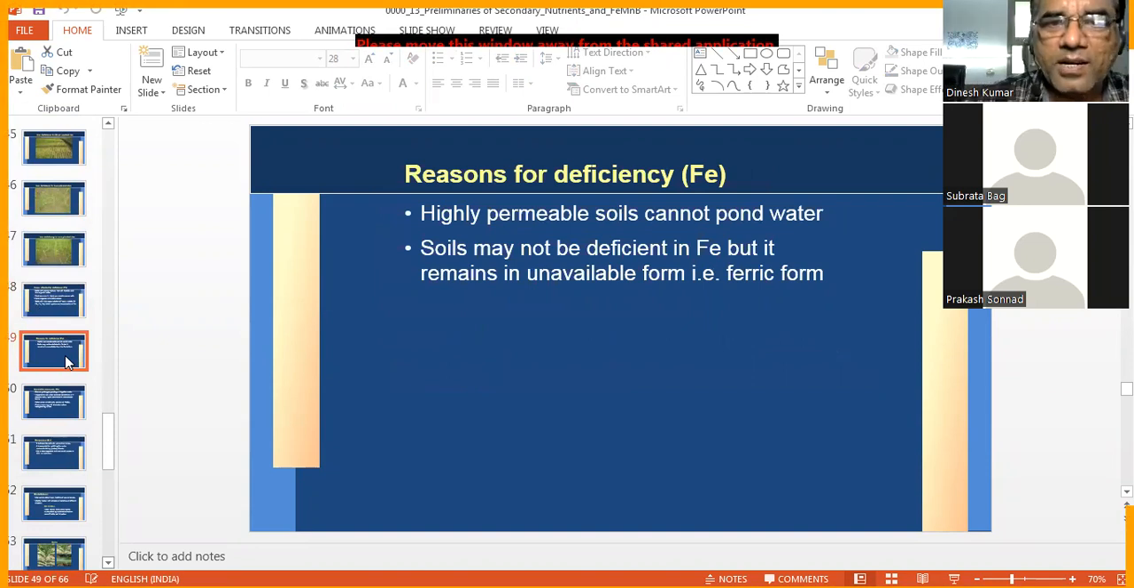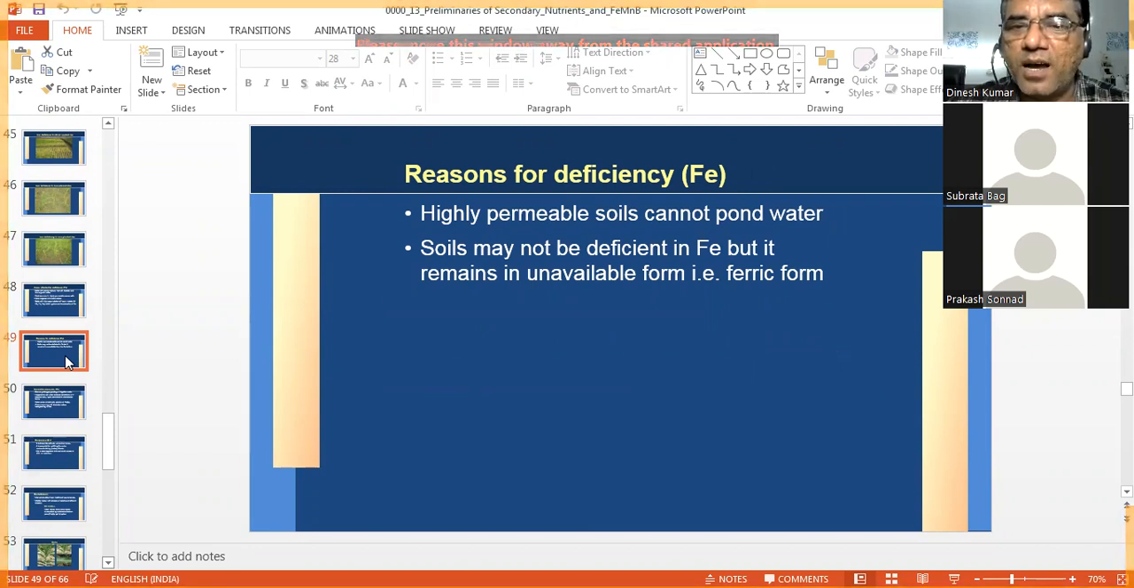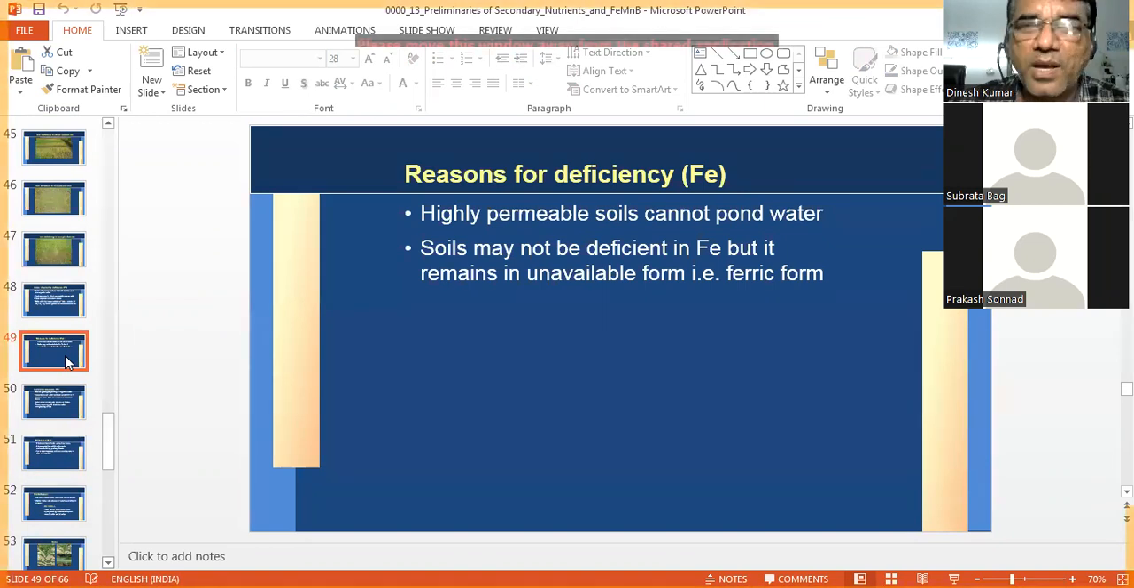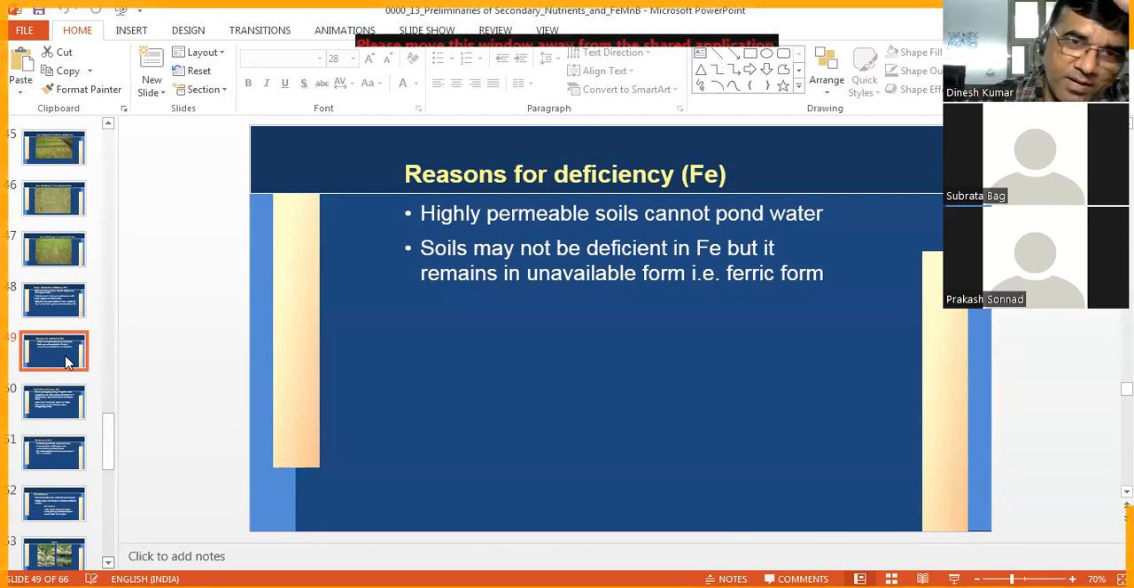Now, reasons for iron deficiency: highly permeable soils cannot pond the water. If water ponding is there, then iron deficiency will not be there. Soils may not be deficient in iron, but it remains in an unavailable form. That is important, ferric form. Otherwise, as you know, soil is by weight 6% iron. So soil has a lot of iron. It is just a question of iron availability. How much of that total iron is available, or how much is in ferrous form.